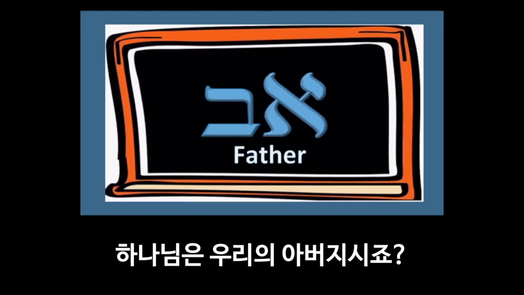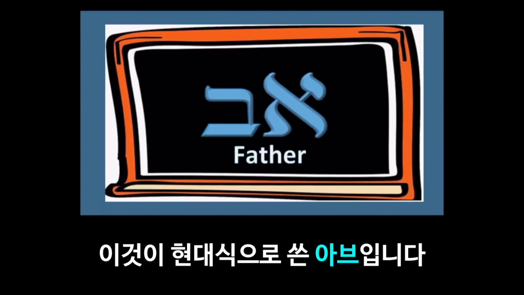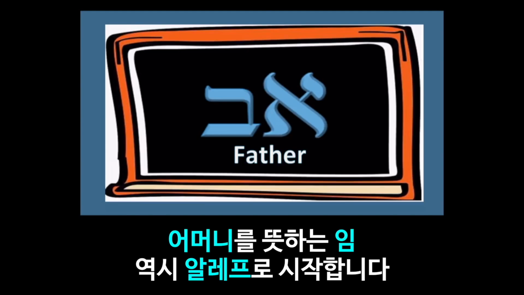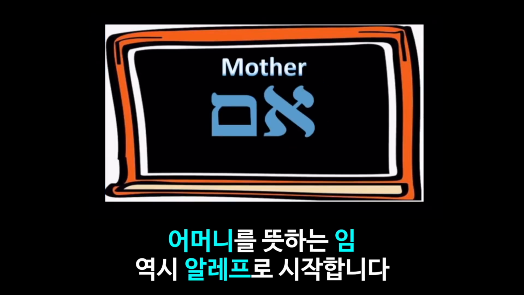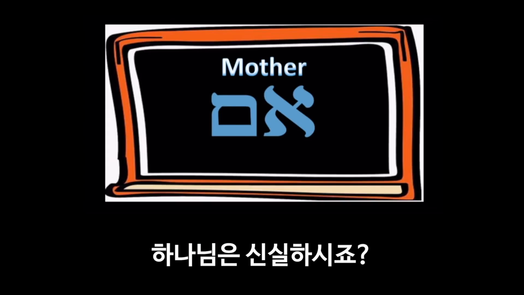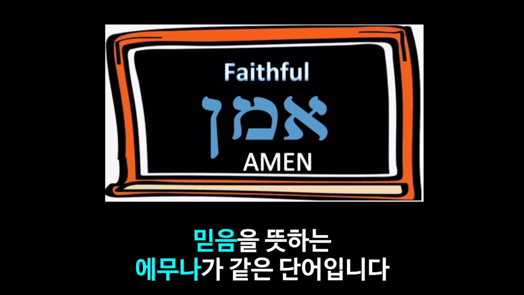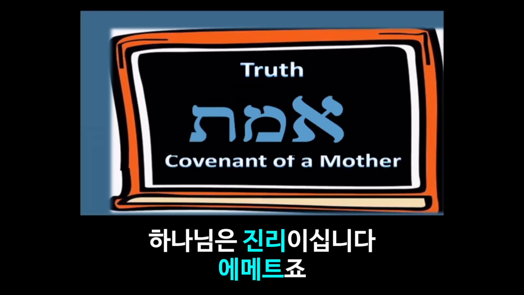God is our Father, Av. That's the modern Av. But in the ancient picture language, it would have been the ox and the house. Your mother. He's our mother and our father. Im is mother, begins with Aleph. God is faithful, right? And we say amen. That's the Hebrew word amen. Emunah, faithfulness. God is truth.